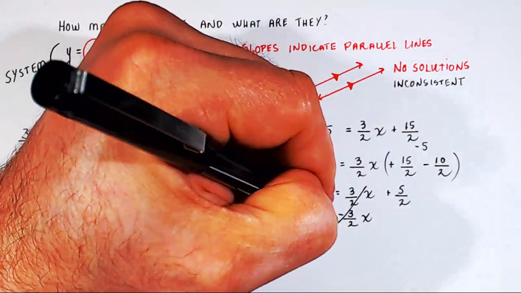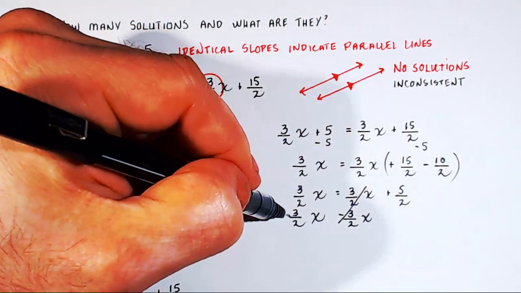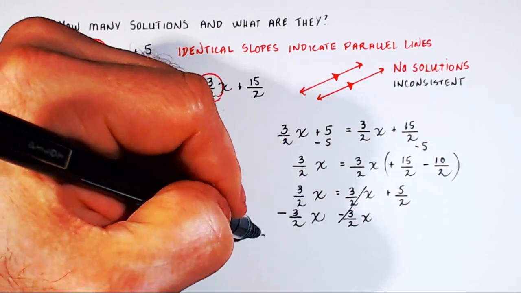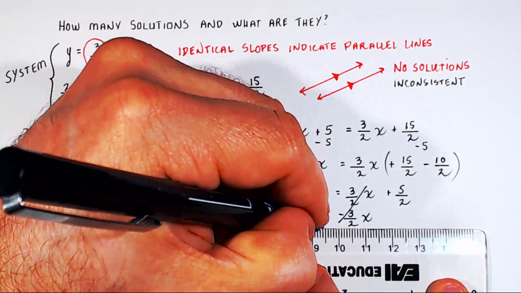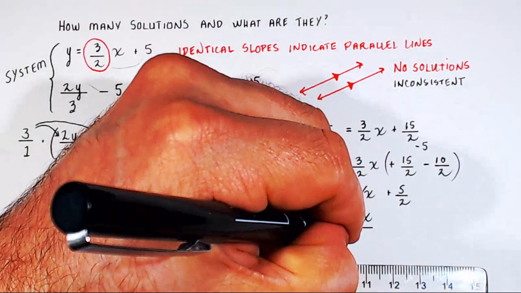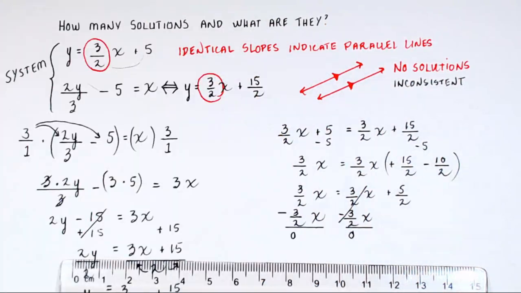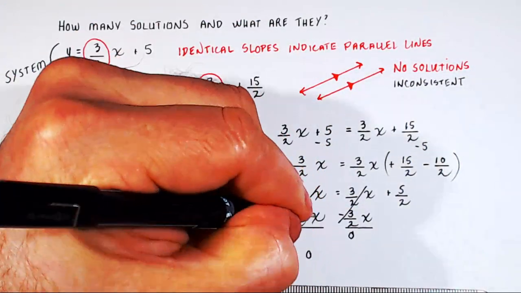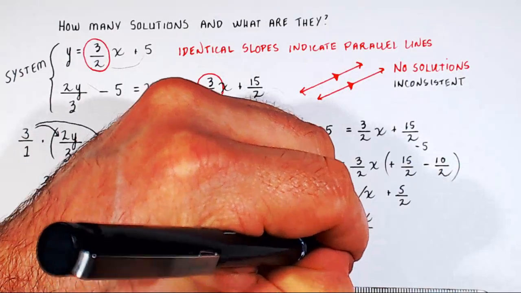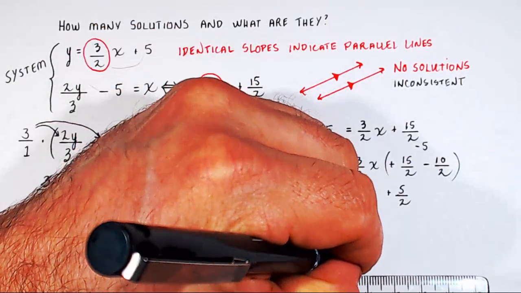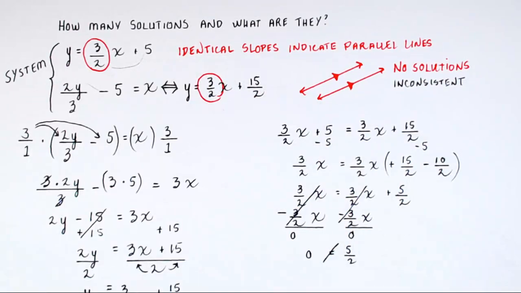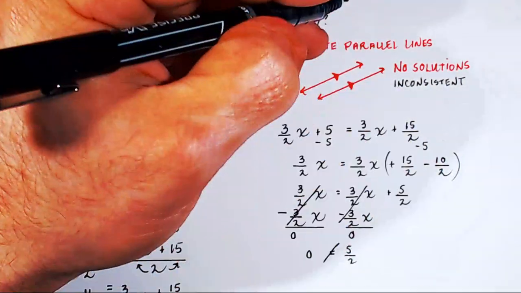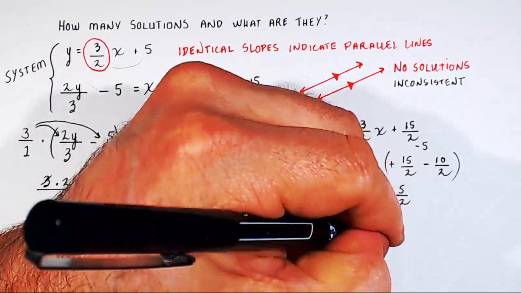Okay, these cancel out. Uh-oh, these cancel out as well. Look, 3 over 2x minus 3 over 2x, I get 0 for both of these. That's not going to work because now I have 0 equals 5 over 2. And that doesn't work. 0 does not equal 5 over 2. So again, there's another way of confirming no solution.